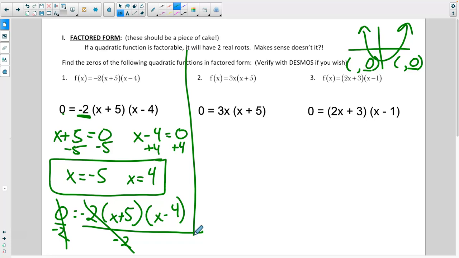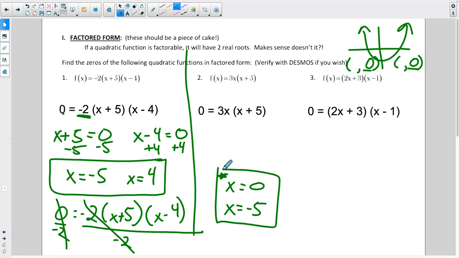What would be my x-intercept for number 2? Is that my solution? Put a box on it. What? 0. And 0. Good. This one, put a star by it. Most forgotten solution out there. Okay? So these are my solutions.